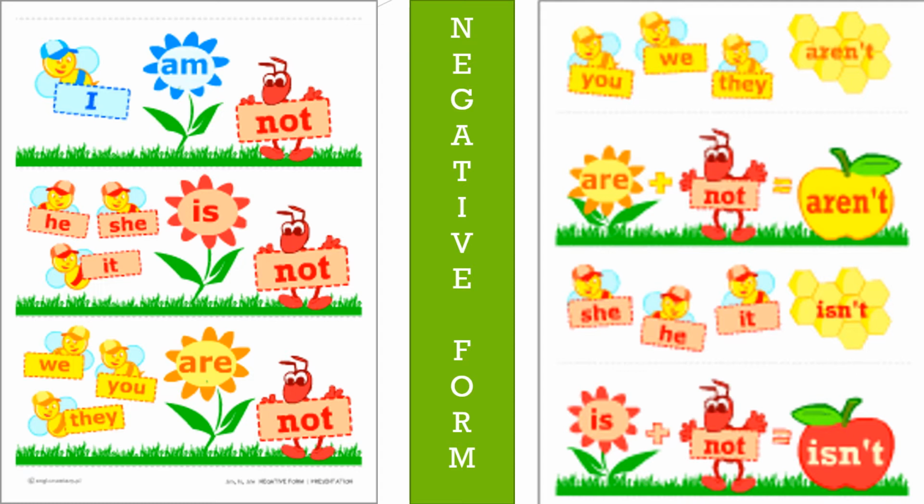Moving on, you can see that you can combine the word are with not, and it becomes an apostrophe and goes to aren't. They aren't coming to dinner. She, he, it, isn't. So is plus not gives you isn't. She isn't attending the party at the palace.